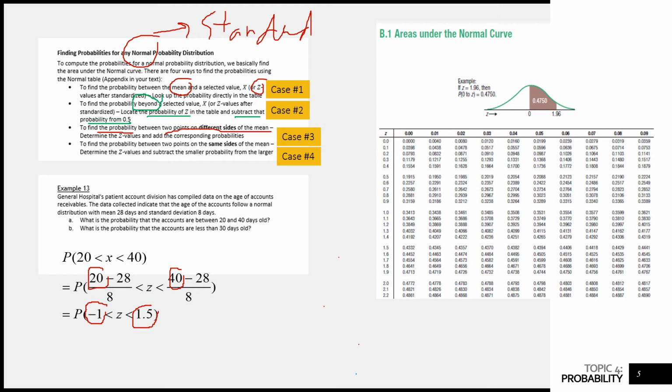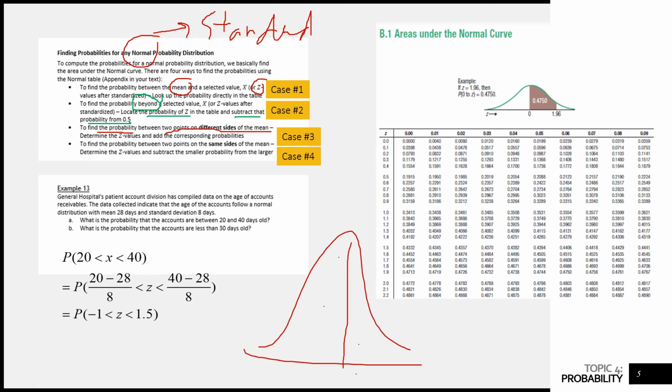Now remember, whenever you standardize, the x automatically becomes z. You notice that? Here, in the question you still write it as x, but the moment you standardize, it becomes z. So now you know the two values. 20 becomes minus 1. 40 becomes 1.5. So you can actually sketch it. If I were you, I would sketch.